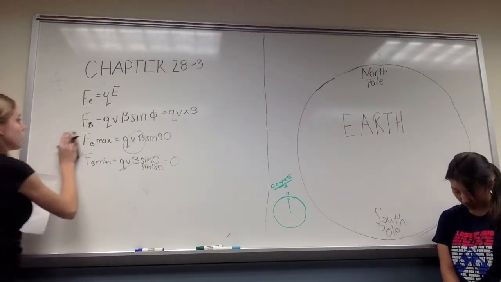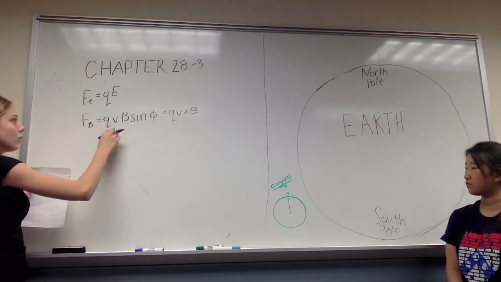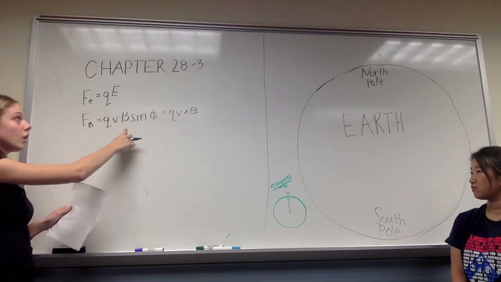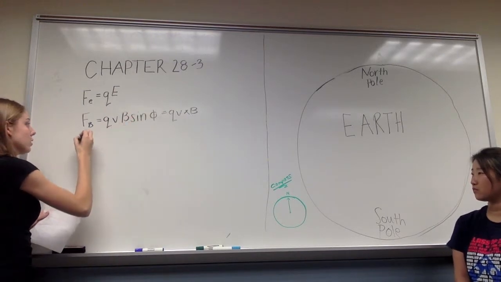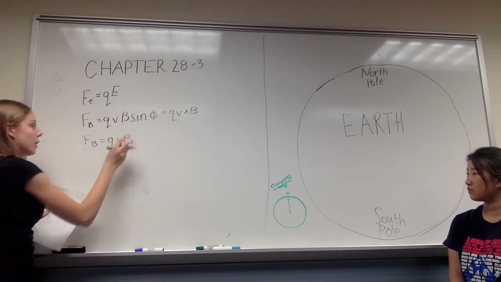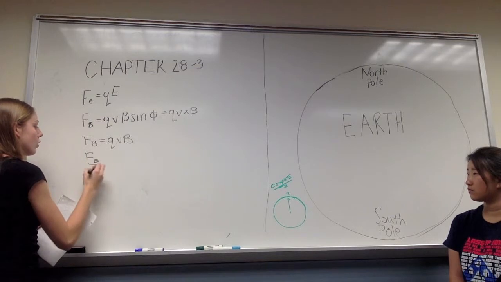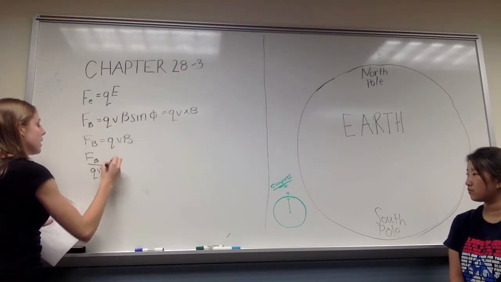Next, what we want to do is solve for B when V and B are perpendicular. So then sine would cancel out. So FB equals QVB. And we can solve for B. So it's FB over QV equals B.